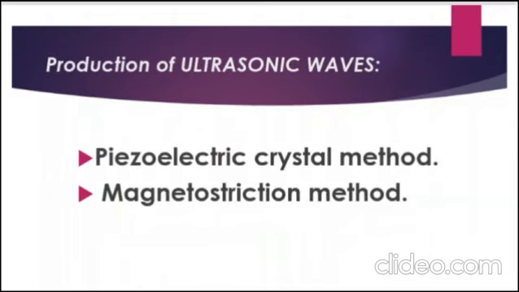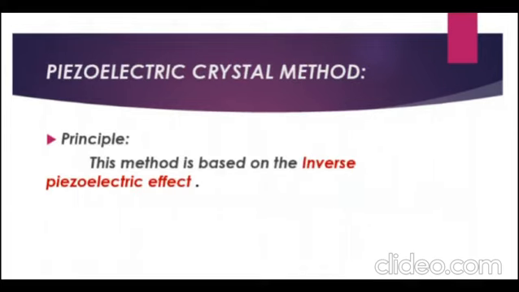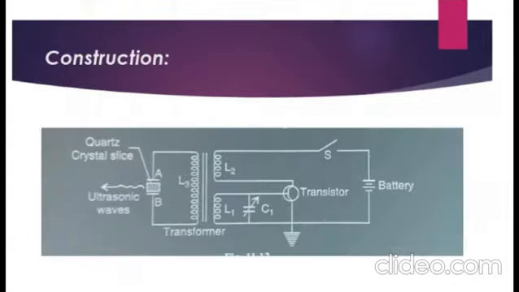Let's see about the production of ultrasonic waves. The production of ultrasonic waves is based on two methods: the piezoelectric crystal method and the magnetostriction method. Piezoelectric crystal method: this method is based on the principle of the inverse piezoelectric effect. The construction consists of a quartz crystal slice, a transformer, a transistor and a capacitor.